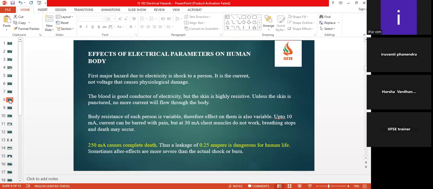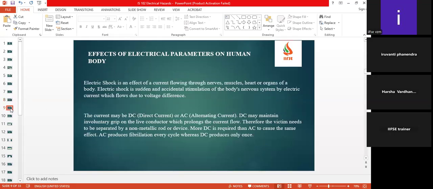Sometimes after effects are more severe than the actual shock or burns. So we should be very careful with the appliances which we are using in our home as well. And we should always cross-check the electrical cables and plugs. Sometimes we directly insert the bare cables without a plug into the sockets. It is also dangerous. Sometimes we try to put the plug holding near the conductors. It is also very dangerous. You have to hold the plug properly while inserting in the socket.